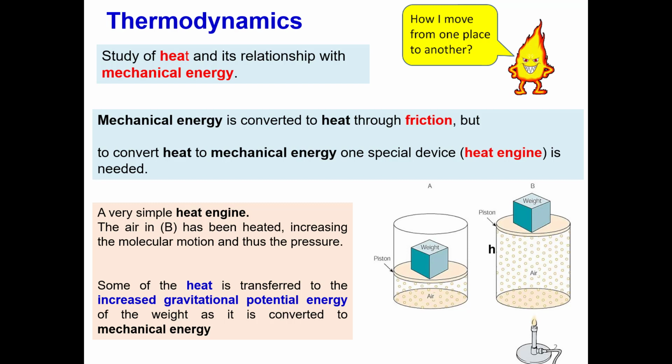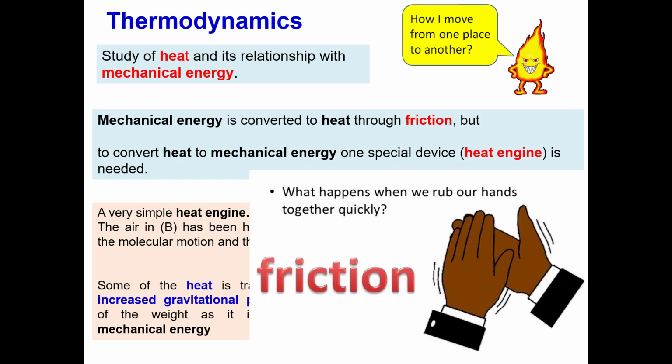It is how we can convert heat into mechanical energy and mechanical energy into heat. One example of how we can convert mechanical energy into heat is through friction. When we rub our hands, the hands get warm. When we rub our hands, we are moving them. This corresponds to kinetic energy, which we know is one type of mechanical energy. But when we move our hands, they become warm, and what happened is this mechanical energy was converted into heat.